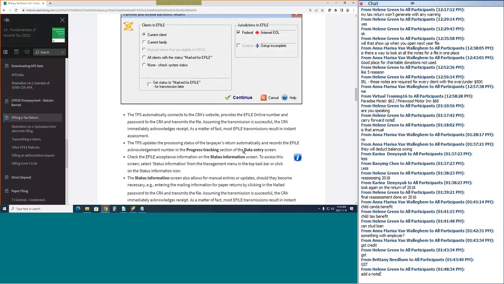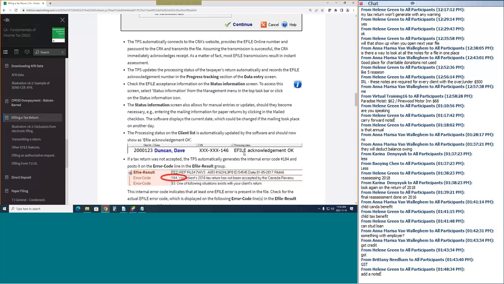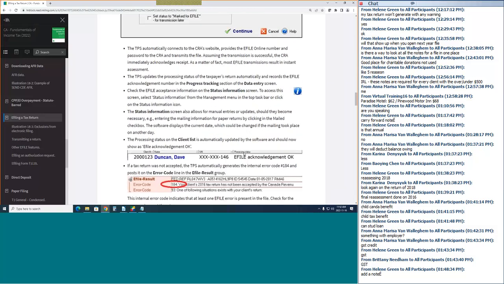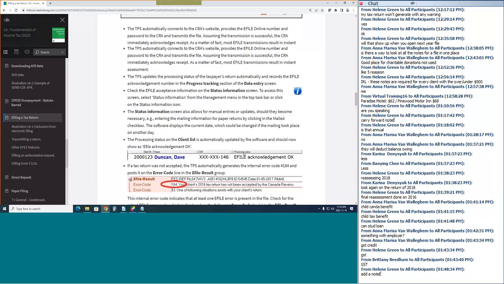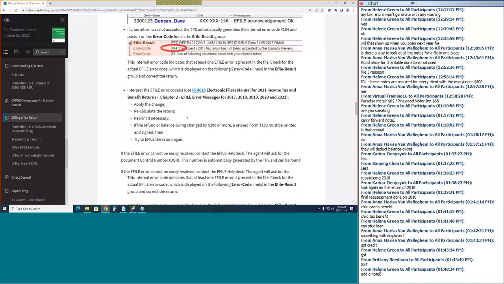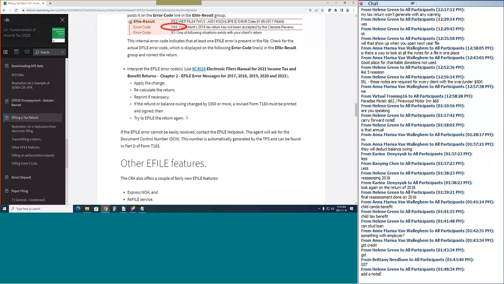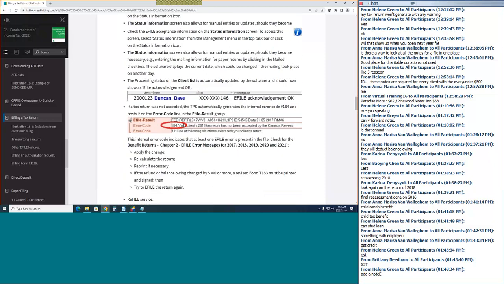Current client, federal, continue. Then it's going to give you a little status thing. It's going to tell you, you have filed that return, we have received the return for such and such a person. If there's an issue, like you have been selected for pre-assessment and there's going to be a delay, it will tell you that when you e-file it as well. But most of the time, it's just going to say that your return has successfully been filed with the CRA. And then you're going to have, hopefully, a little code in your computer that's going to say e-file and it's going to update your status.